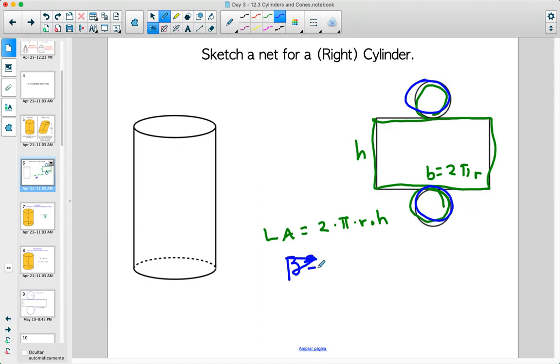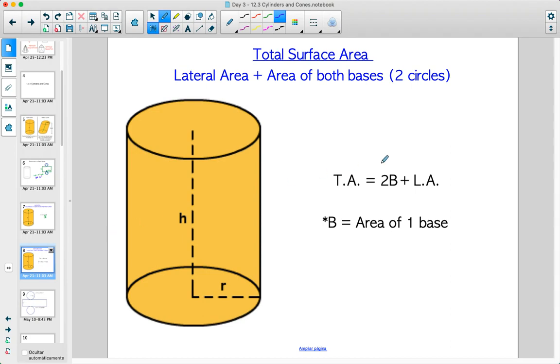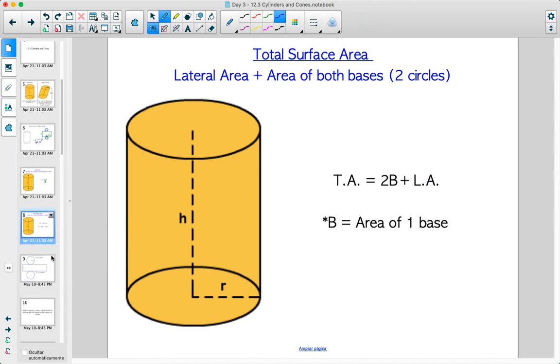Pi r squared. But because there are two circles, two bases, we're going to multiply this area by 2. So altogether, the total surface area is the area of both bases, so 2 times the area of one base, so 2 circular areas, plus the lateral area. All right, let's go ahead and try an example.